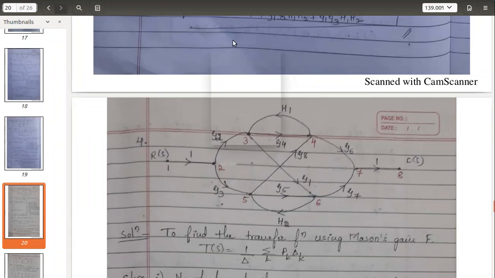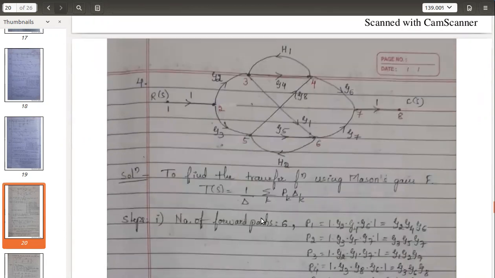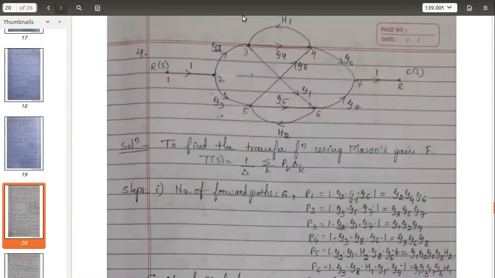The next thing, using Mason's formula, I should calculate first, step one, the number of forward paths. Most of you have solved this correctly, whoever have sent me the answers. Total number of forward paths available are 6. So let me see whether they are right or not. First one, it is the first forward path.